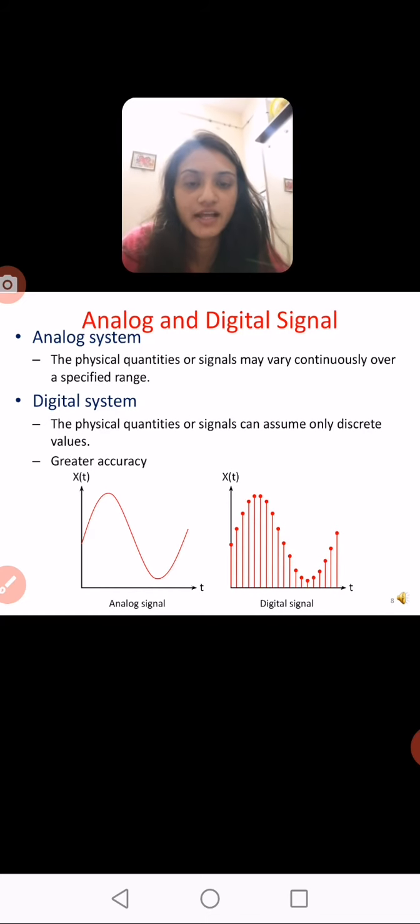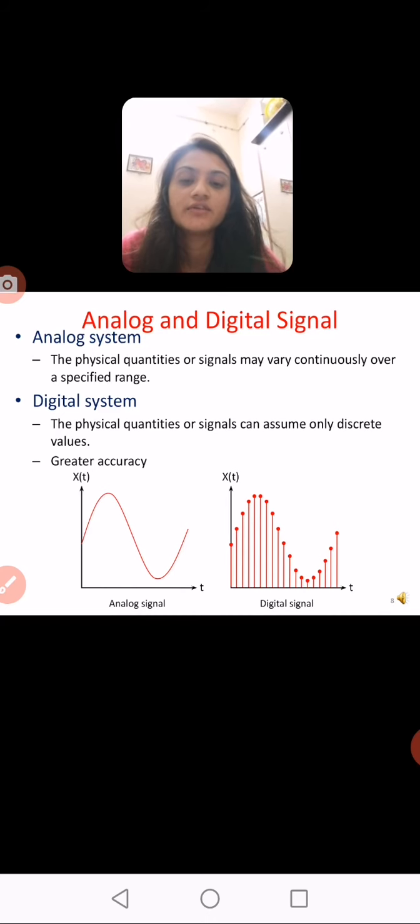What is the difference between analog and digital signal? In the left figure, an analog signal is shown. In the right figure, a discrete signal is shown. In an analog signal, the value of amplitude is available at any time, while in a discrete-time signal, the value of the amplitude is not available at any time, but it is available at particular time periods. In this manner, analog and digital signals differ.